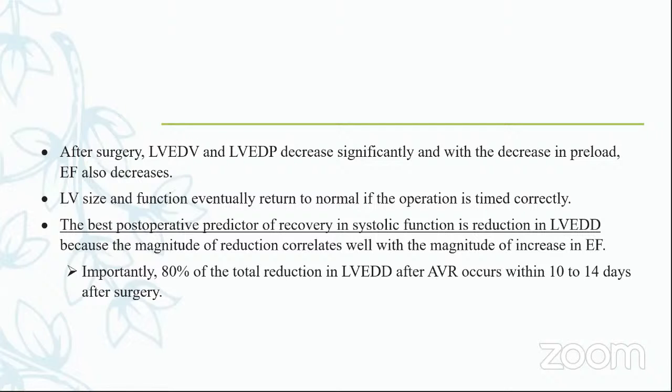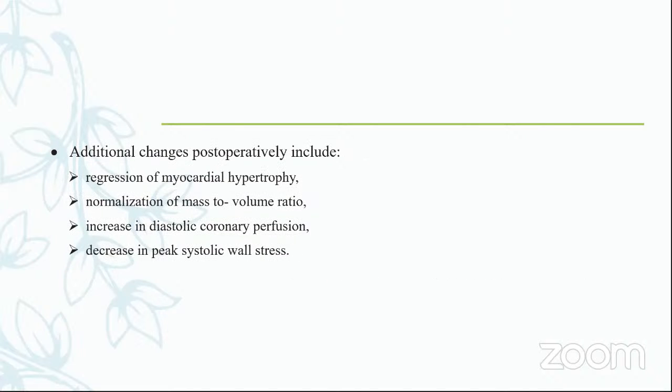It has been found that 80% of the total reduction in the left ventricular end-diastolic diameter after AVR will occur within 10 to 14 days after surgery. Additional changes that will occur post-operatively include regression of the myocardial hypertrophy, normalization of the mass to volume ratio, increase in diastolic coronary perfusion, and a decrease in peak systolic wall stress.